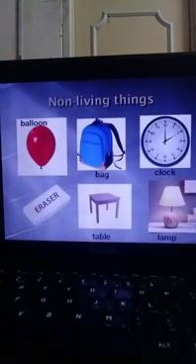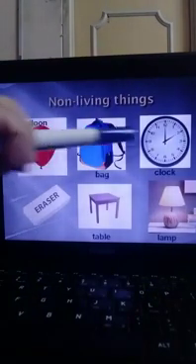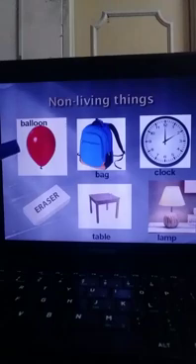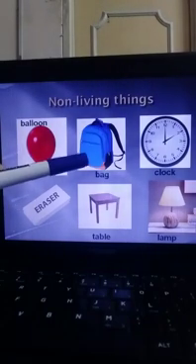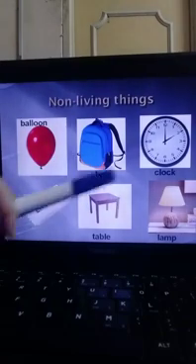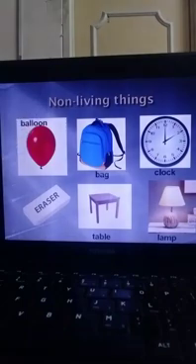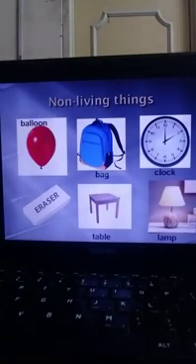On the other hand, if you look at these pictures, this is a balloon, this is an eraser, this is a bag, this is a table, this is a clock, this is a lamp. These are all called non-living things. Why are these called non-living things? Because these things cannot eat, breathe or grow, and they don't need any water, food or air.